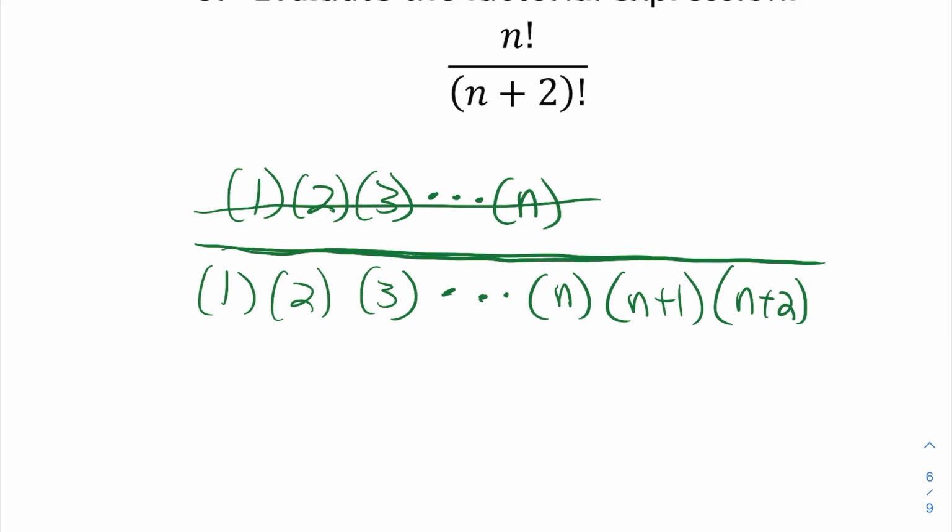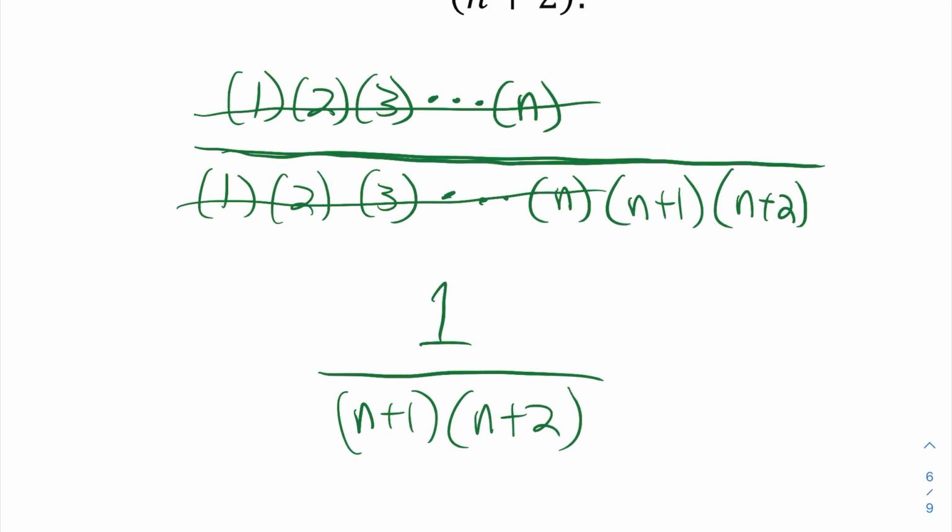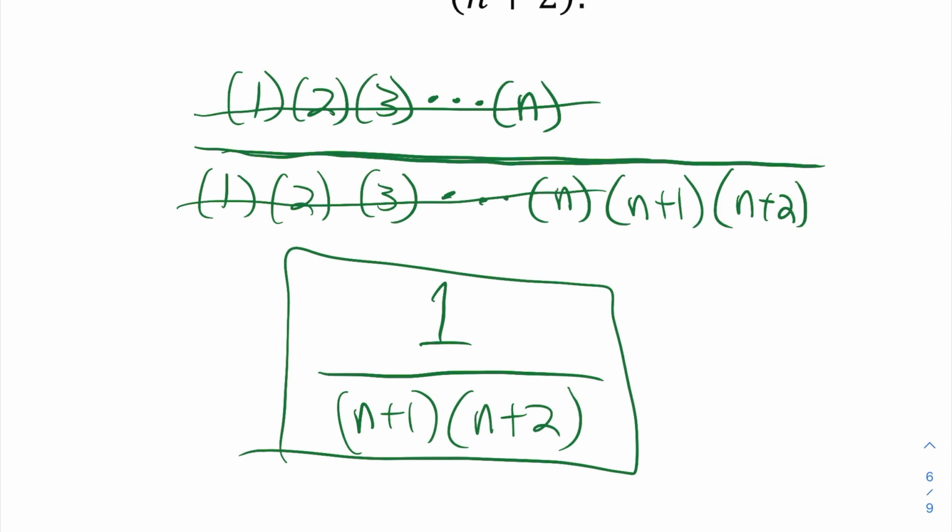So I have all those factors, and then a bunch of them cancel. The 1 through n cancels. So in the numerator, there's no factor left except a factor of 1. And in the denominator, I have 2 factors, n plus 1 and n plus 2. And there's your final result. So that's how we evaluate factorial expressions.